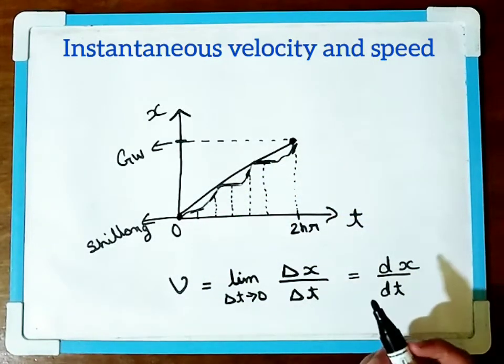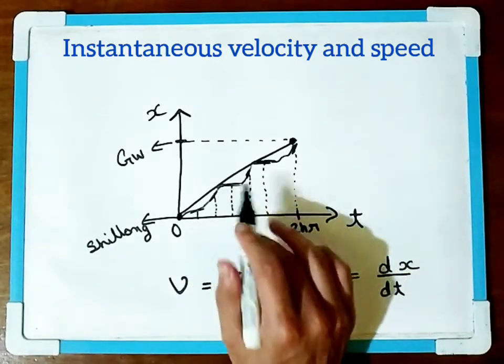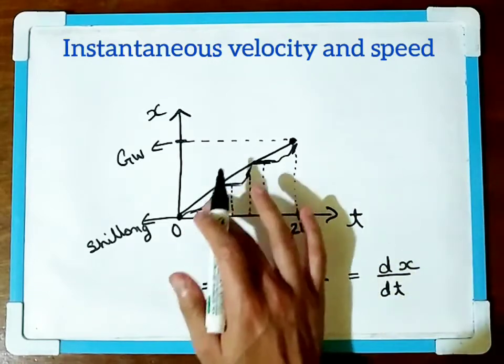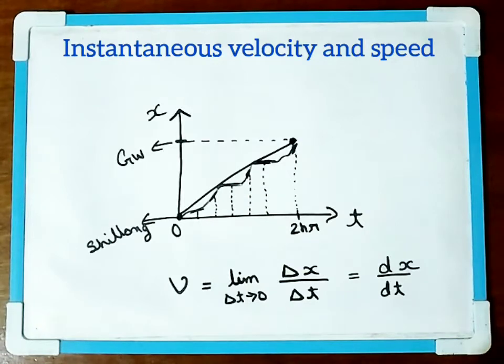But the instantaneous velocity is different. It's the velocity at any instant of time. If you are at rest, the velocity is 0. If you're moving fast, the velocity is large. If you're moving slow, the velocity is small.